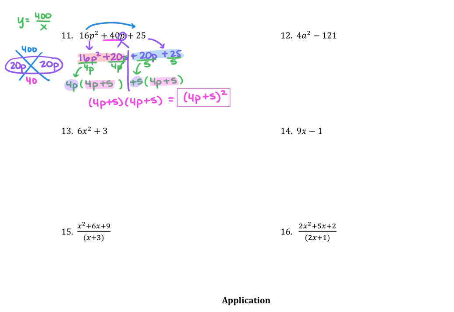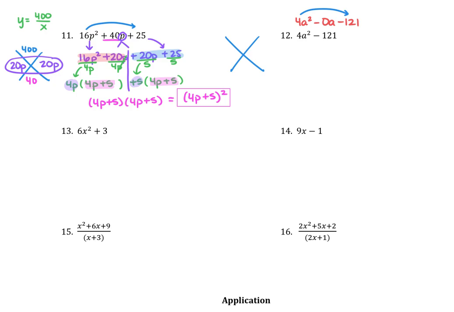All right, number 12, always start with your GCF. 4a squared and negative 21 do not have anything in common, so there's no GCF to pull out. Since it is a binomial, I look to see what term am I missing. I'm missing my b term, and since my c term is negative, that means I can add a 0 in the middle for my b, and I'm going to add an a on it since that's what variable my a term is using. Now I'm ready to do a times c.